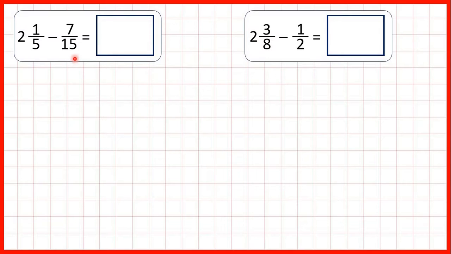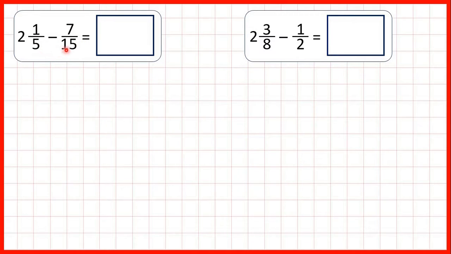So here we're subtracting a fraction from a mixed number, but this time the fraction we're subtracting is larger than the fraction in our mixed number. So we'll need to exchange with our whole number to do the subtraction. So first we have 2 and 1/5 minus 7/15.